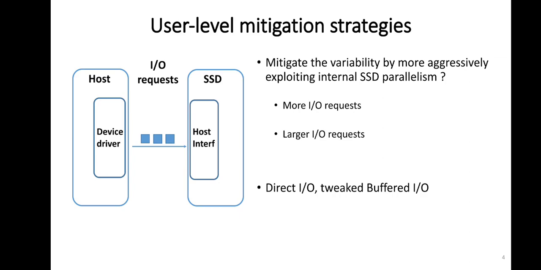Now, what user level mitigation strategies am I referring to? Well, the question we ask in the paper is whether we can mitigate the variability by more aggressively exploiting internal SSD parallelism. And this is possible at the user level in the following way.